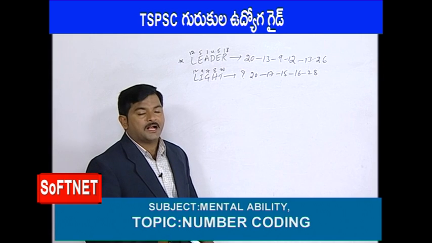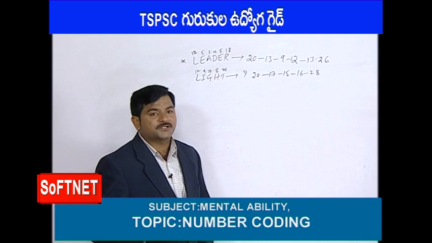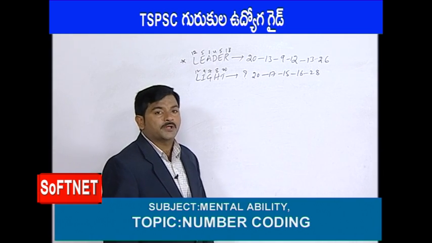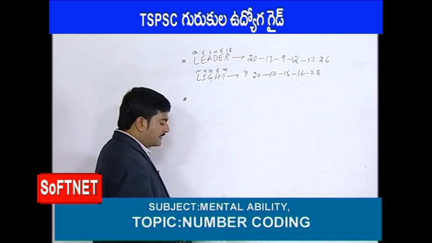Simply, he added 8 to each and every letter. Corresponding numbers తీసుకున్నాడు, ఆ numbers కి 8 add చేయడం ద్వారా we are getting the coding word. Okay, I hope you understood this example also. Now we'll take one more example.